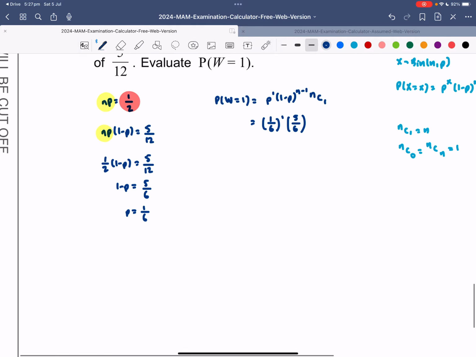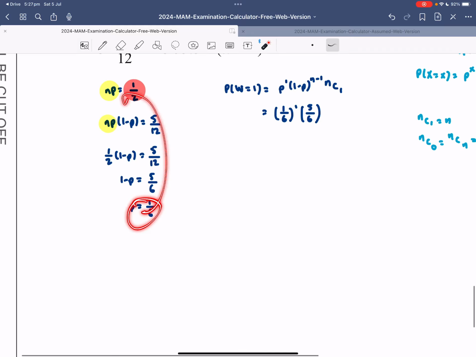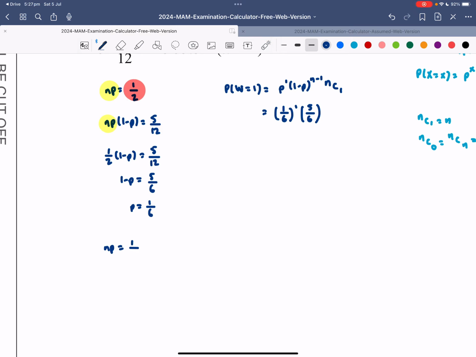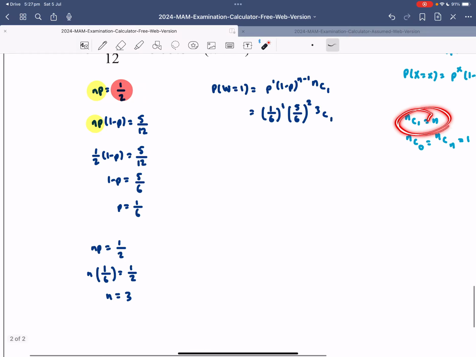Okay, so to work out n, I know P is 1/6. I can just chuck it back into this formula. NP is half. We just worked out P is 1/6. So n times 1/6 is half. Half divided by a sixth is 3. Number of trials is 3. So then this over here would be 2. And this here would be 3 choose 1, which we agreed was just 3. Anything choose 1 is itself.